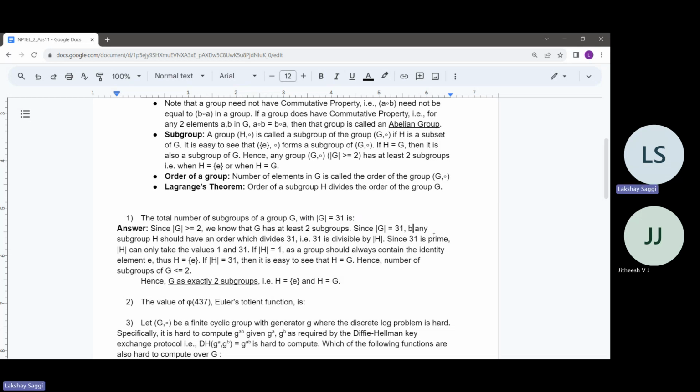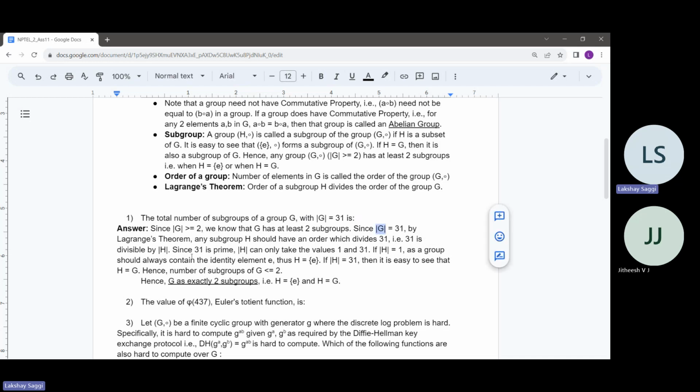So maybe I should mention here why we did this. By Lagrange theorem. So G was 31, and by Lagrange theorem, any subgroup should have an order which divides 31. So we are done with the first question then.